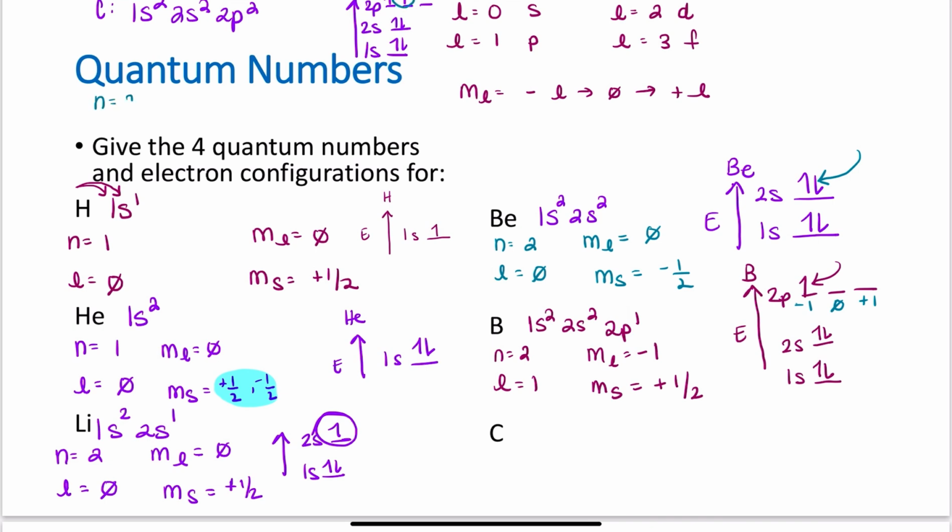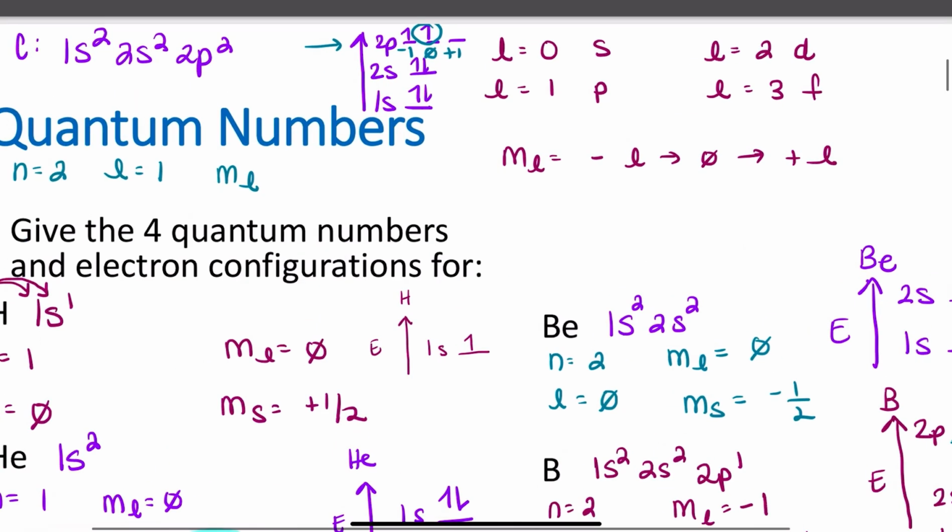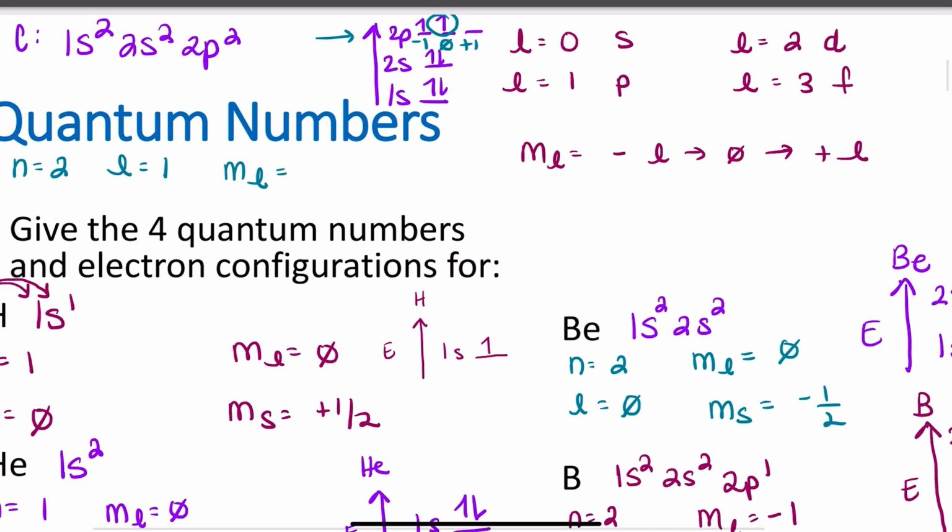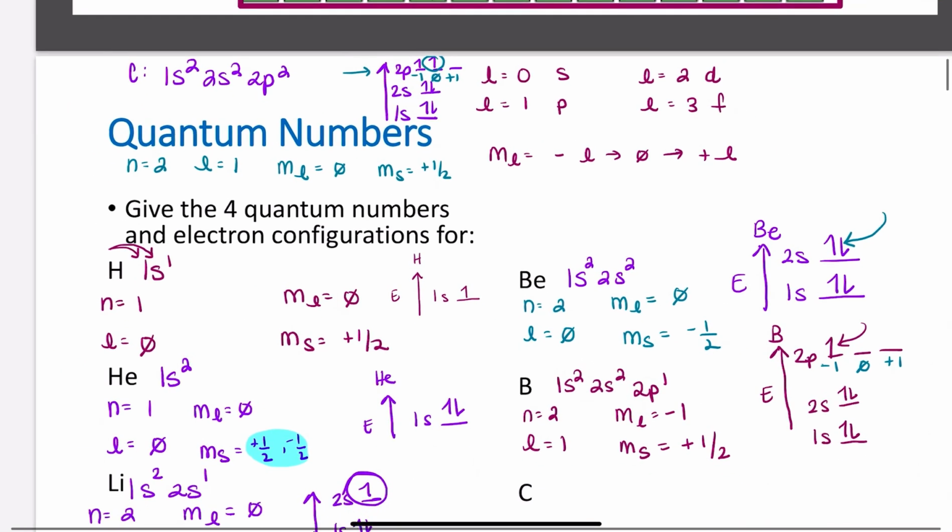My n value there is going to be equal to 2. I'm in the second energy level. My l value is equal to 1 because I'm in a p orbital. My m sub l, -1, 0, +1, is going to be equal to 0. And my m sub s is going to be equal to +1/2 because that electron is spin up.